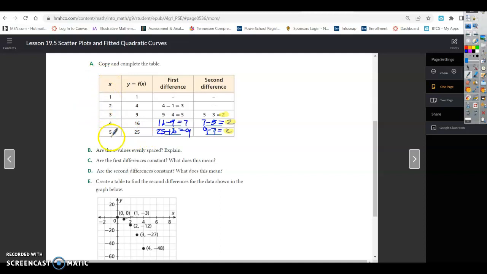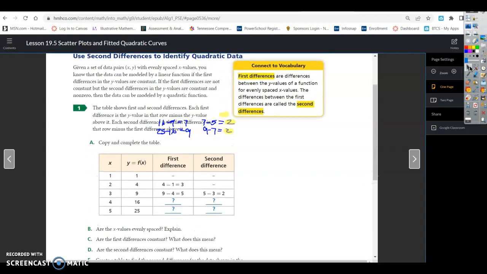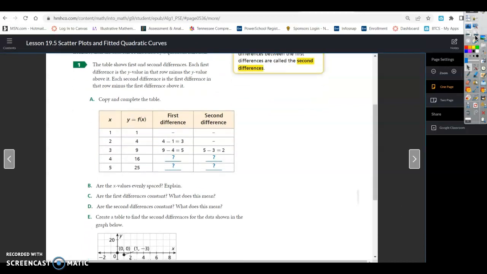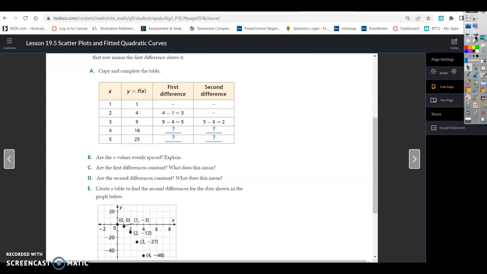These are your x's, these are your y's, or your f of x. F of x, again, is just function notation. These are your ordered pairs. And because these are the same during your second difference, that tells us that it is a quadratic function. Just a reminder up here: you can know that the data can be modeled by a linear function if the first differences are constant, meaning the same, and if the first differences are not constant but the second differences are constant, then it's modeled by a quadratic function. That's how I knew that this was a quadratic function.